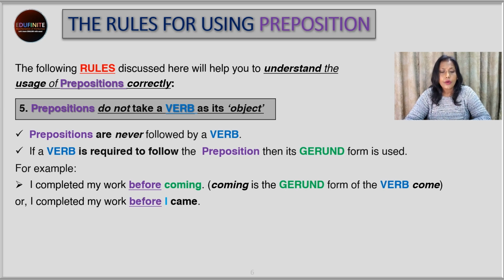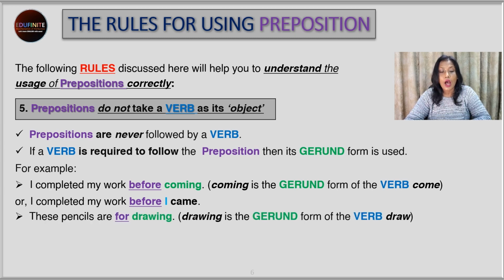Next. Instead of saying I completed my work before coming, we can also say I completed my work before I came. So again, what is happening before I came? So I is the object of the preposition before. Next. These pencils are for drawing. Again, you see, for is the preposition, drawing is the gerund, which is the gerund form of the base verb draw.